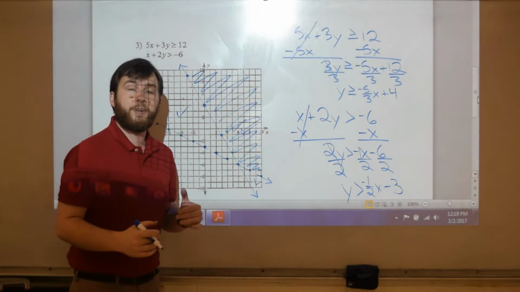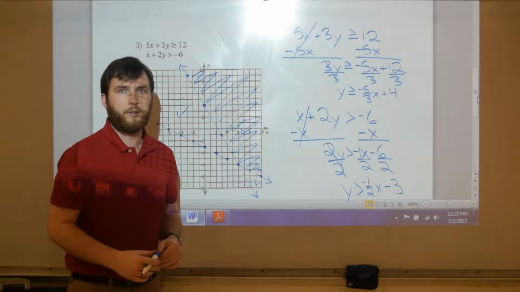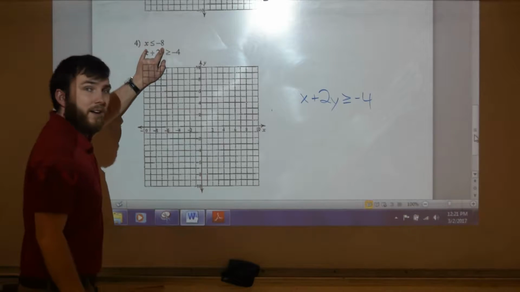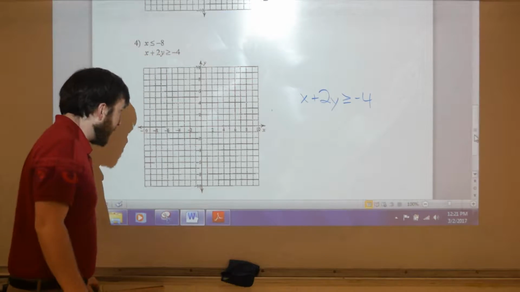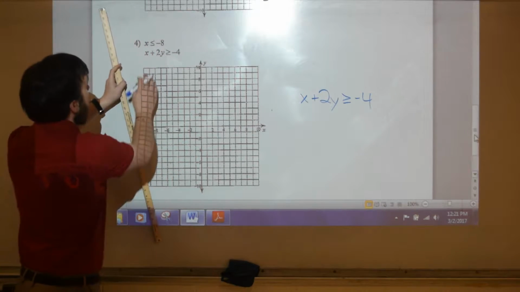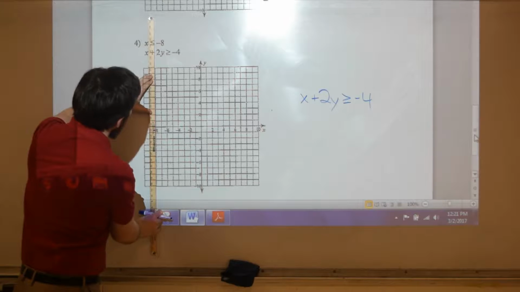Alright, I want you to pause this video again and try example 4 before I walk you through it. So here we have x and then a number. Remember, that is a vertical line, and it is solid. So draw a vertical line on negative 8.